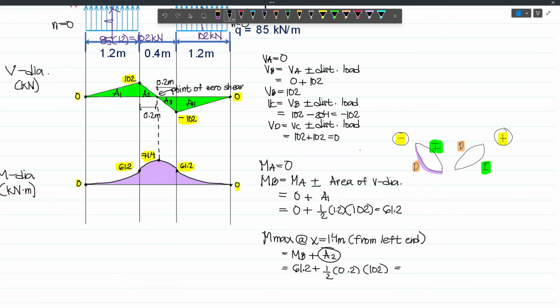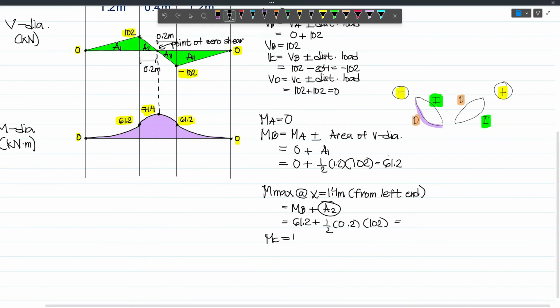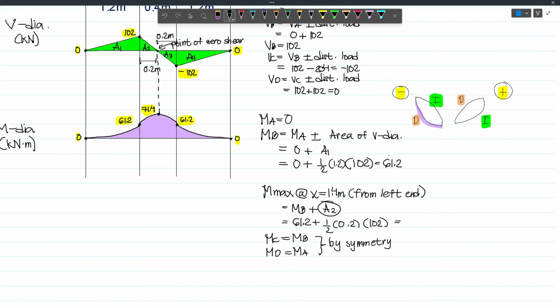Yan. And then let me just clarify that MC is equal to MB. And then MD is equal to MA. This is by symmetry. And so I hope this is clear.